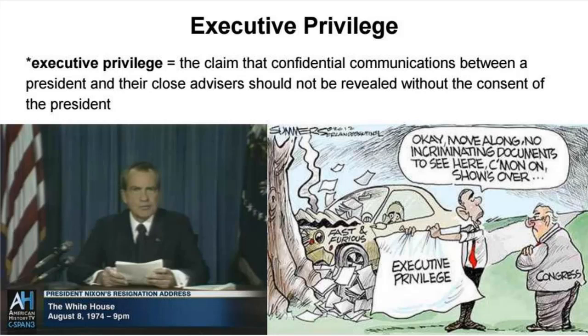Executive privilege. So this is the claim that confidential communications between a president and their close advisors should not be revealed without the consent of the president. So during the Watergate scandal, President Richard Nixon, depicted here in his resignation address to the country, he tried to hide his involvement by invoking executive privilege, and in the Supreme Court case U.S. v. Nixon, it was declared by the Supreme Court that he was not able to do that. Another example of this, one you may not have heard of, Operation Fast and Furious.